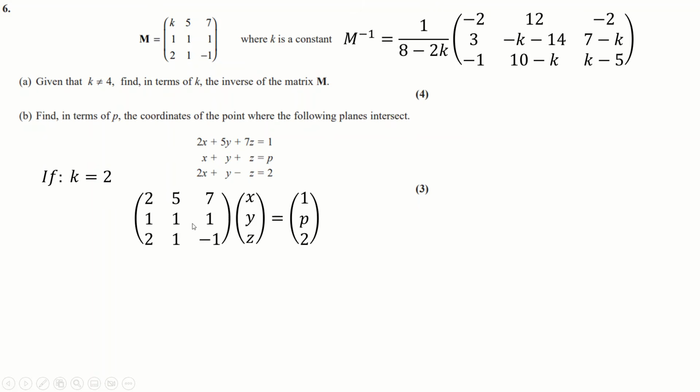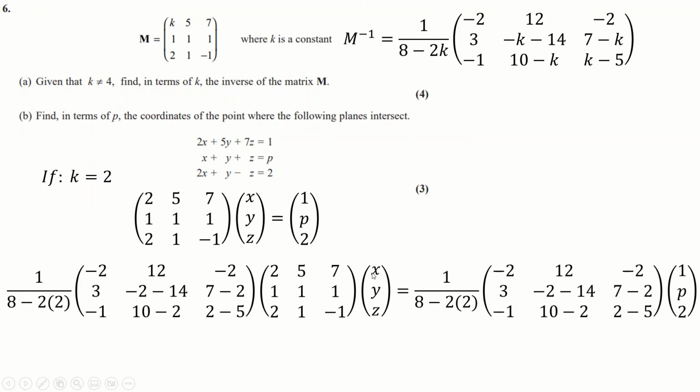And of course I can solve this by just front multiplying both sides by the inverse matrix. Now this looks obviously horrific, but of course this M inverse times M is just 1, so I just get this on this side. This is of course just 1 over 4, and then I can just multiply it by all this.